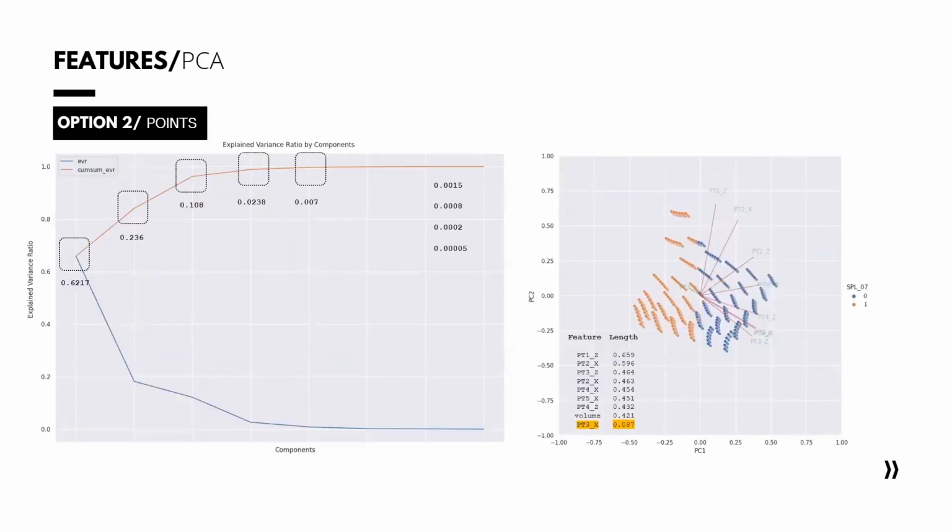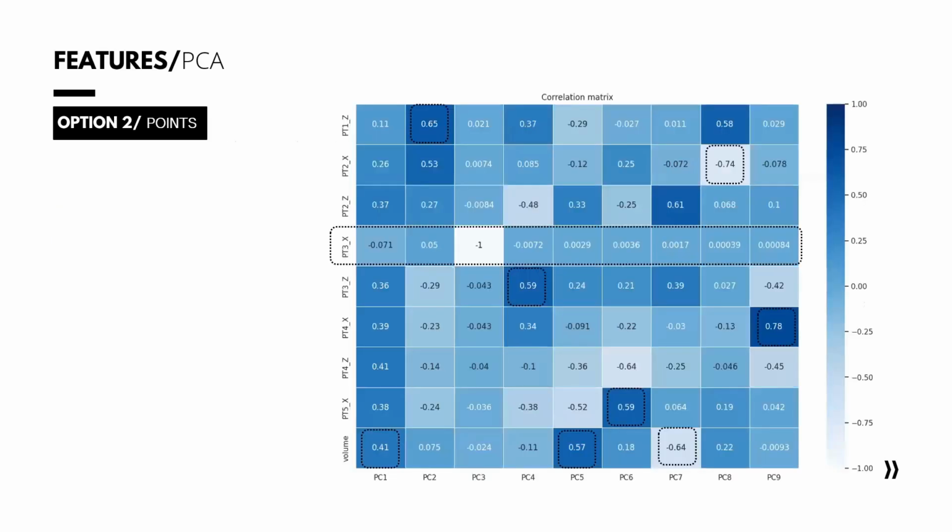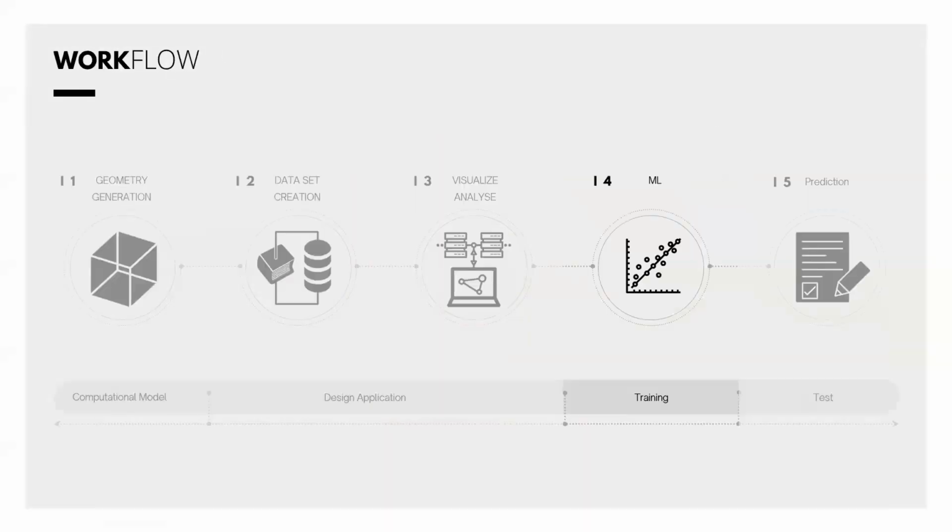We need 6 PCA components to run this model, while the length of PT3 is scoring the lowest. So we decided on the PT3. Here we have no correlation, so we decided to try it. Now we start training.